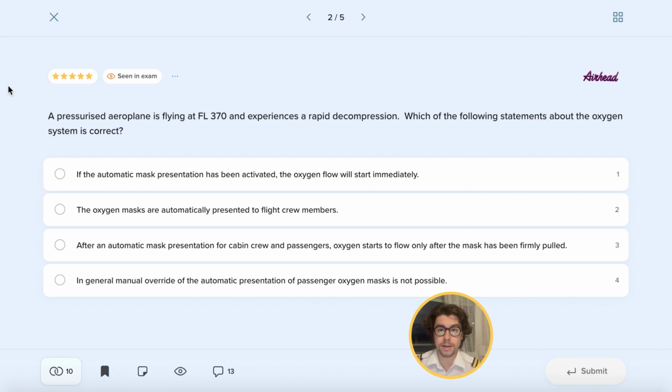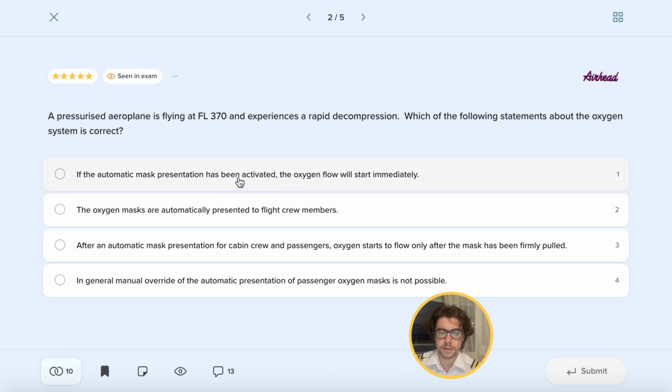And when you pull the mask and when the chemical reaction begins, it is impossible to stop it. It's like a little sparkler that you use for New Year's. You light it up, and then you cannot really stop it. So this is the time that the crew has to go to a safer level, usually below the 10,000 feet mark. So now knowing this, let's go back into the questions. The oxygen masks are automatically presented to flight crew members. That is not true. The flight crews have quick donning masks, which they have to put on themselves.